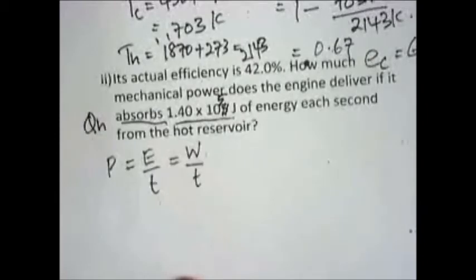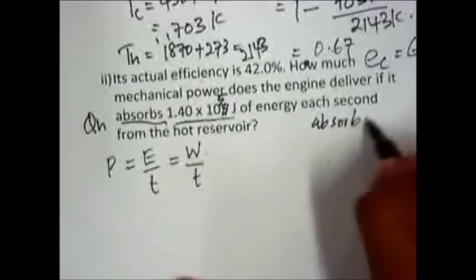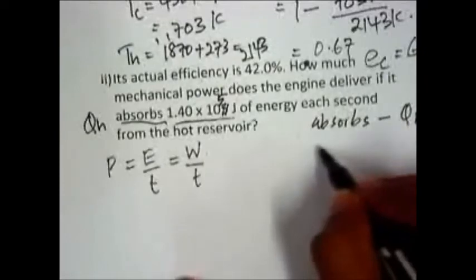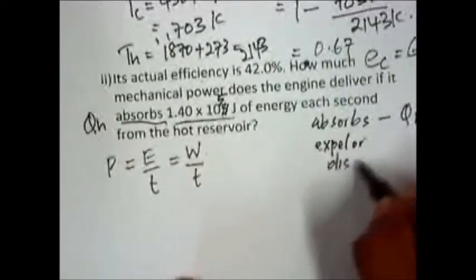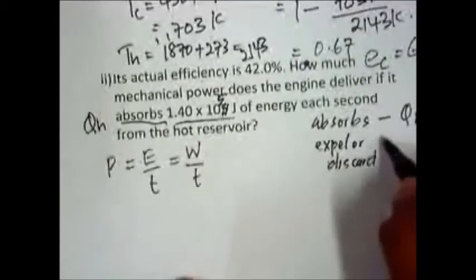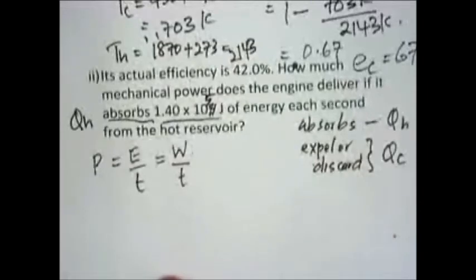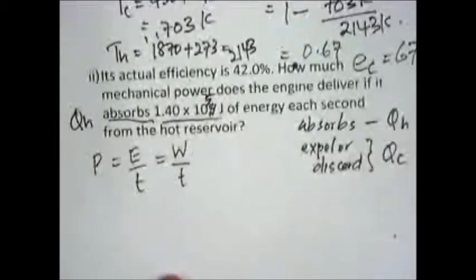If it says the engine absorbs from something, okay, so absorbs will give you QH. If it says expel or discard, that is equal to your QC. So get familiar with these terms, right? Absorb is your QH; expel or discard is your QC.